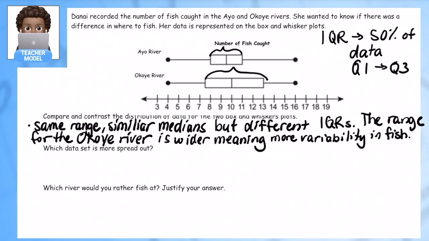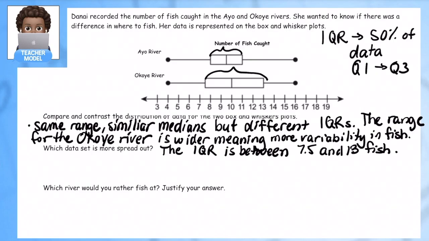And I also kind of want to add, it goes between 7.5 and 13. The IQR is between 7.5 and 13 fish. I want to name that because this context matters. We're talking about catching fish here. 50% of the time, I catch more fish in the Okoye River.